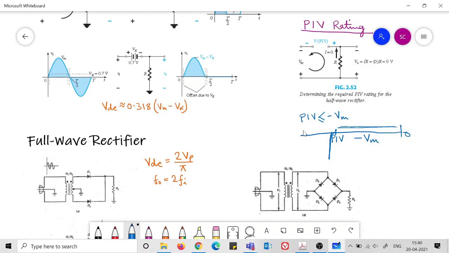No, it is a reverse bias. See, the diode is reverse biased. This side is negative. This side is positive.